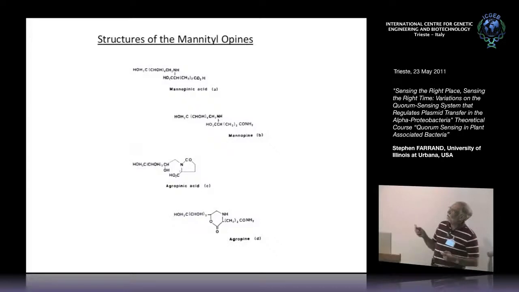All right, so this gives you an idea of what some opines look like. This is the family of mannitol opines. These are imine conjugates, in this case of glutamine or glutamate, and mannitol. All right, and so we can have several of these, and these will all be produced by the crown gall tumors.